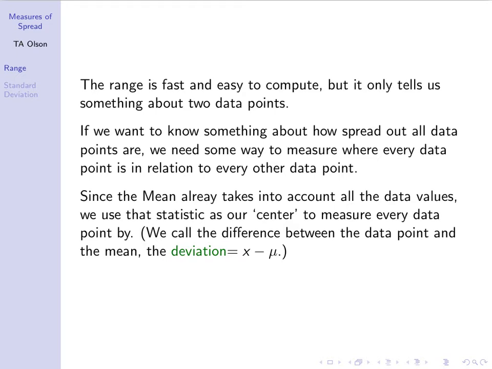Fortunately for us, we've already calculated a statistic, the mean, that takes into account all of the data values. So we simply use that as our center with which to measure all of the other data points. And just as a quick notation thing, we call the deviation of any particular data point the difference between that data point and the mean.